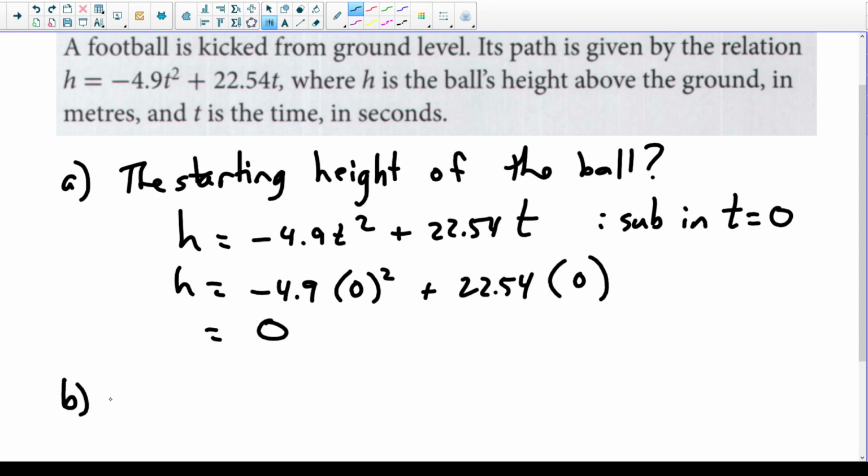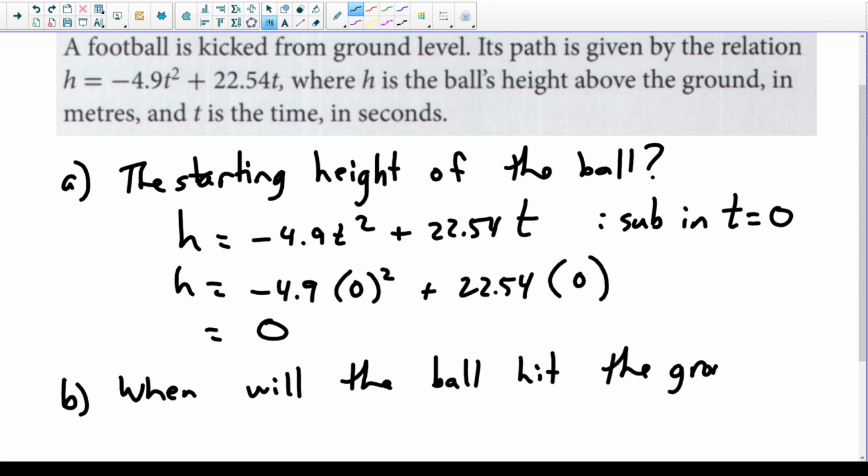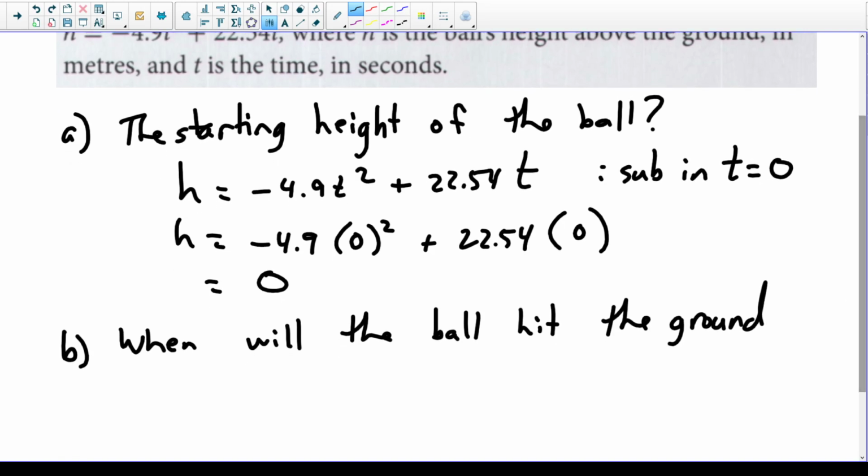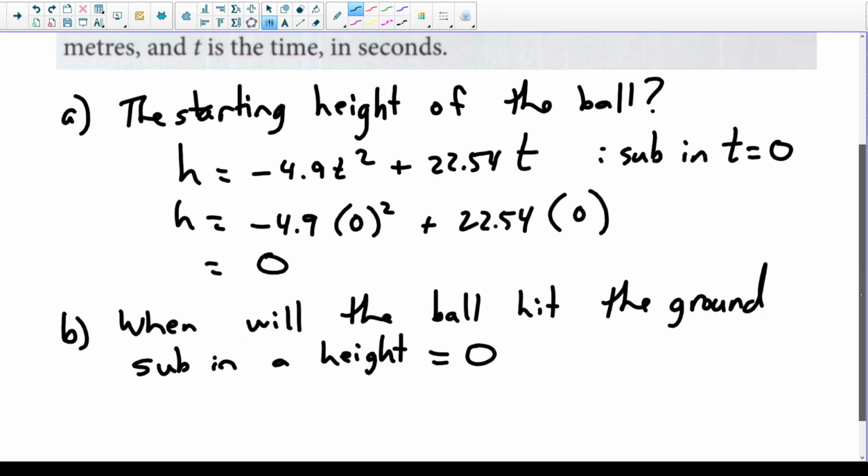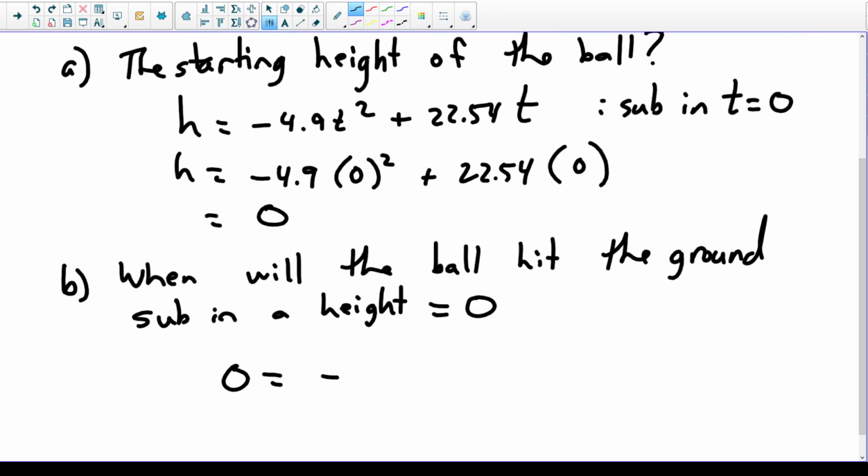So the next thing I could ask is, when is the ball going to hit the ground? Now the word when means find a time value. That means we have to sub in a height. Now what height are we going to sub in to be able to find when the ball hits the ground? Well, what height is the ball when it hits the ground? It's at height equals 0. So we're going to take our equation, we're going to replace h by 0.